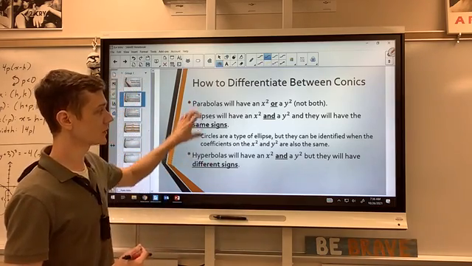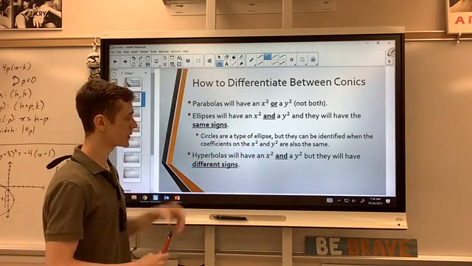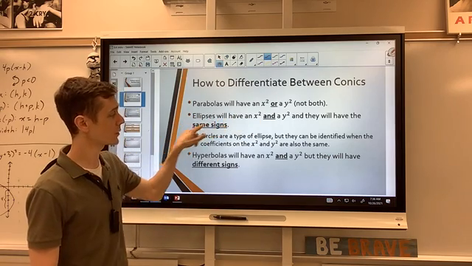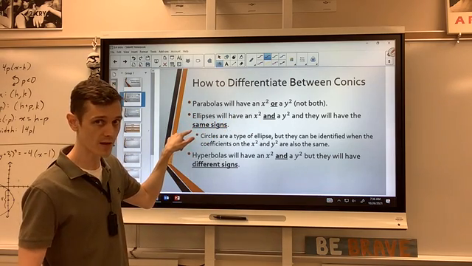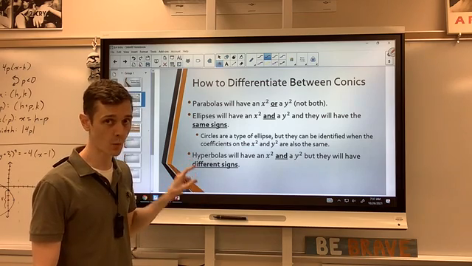The next two cases are a little more similar because they both have x squared and y squared in them. The difference between the ellipses and the hyperbolas is whether the terms for the x squared and y squared have the same sign, so they're both positive or they're both negative, or if they have different signs. So one of them is positive and one of them is negative.